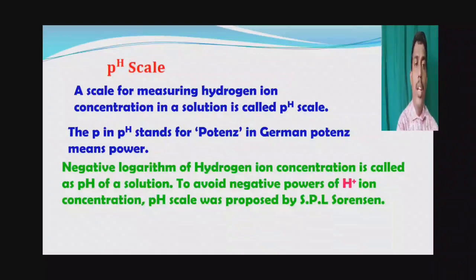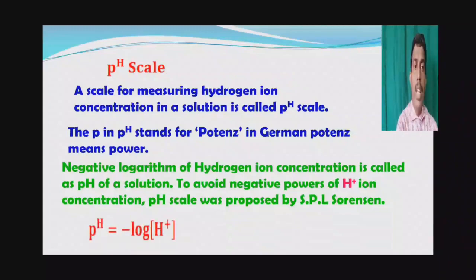To avoid negative powers of H plus ion concentration, the pH scale was proposed by S.P.L. Sorensen. H plus ion concentration values are very low values. They have negative powers of 10, like 10 power minus 1, minus 2. So, to avoid negative powers of H plus ion concentration, the pH scale was proposed by S.P.L. Sorensen.